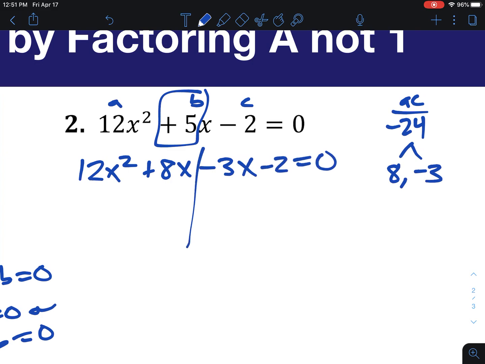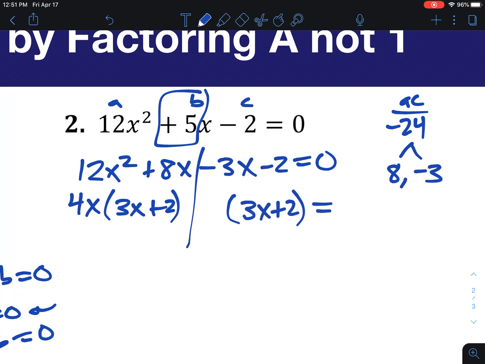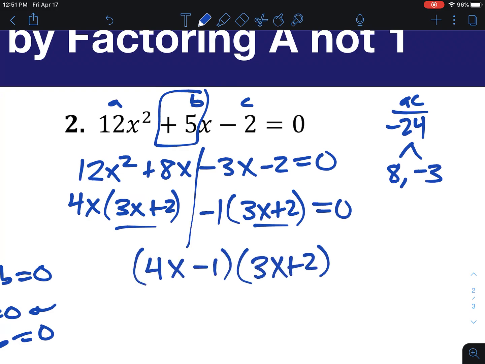Then again, factor out the GCF of each half. This would be 4x times 3x plus 2. I got to have 3x plus 2 over here, so I'm going to put that there. And now I have negatives in here that I don't have in the bottom, which means this has got to be a negative 1 in order to make these two match, which I need. Then we've got 4x minus 1 times 3x plus 2 as our two factors by just combining 4x minus 1. And then the 3x plus 2 is in both of them. So that's got to be the other factor.